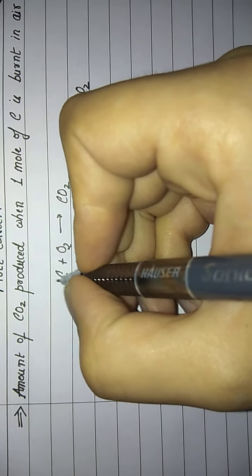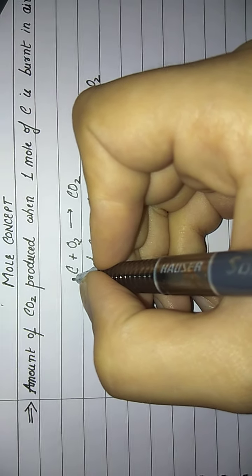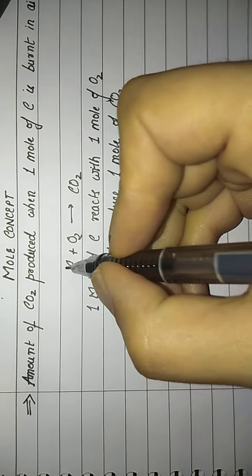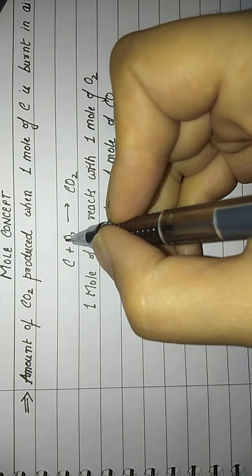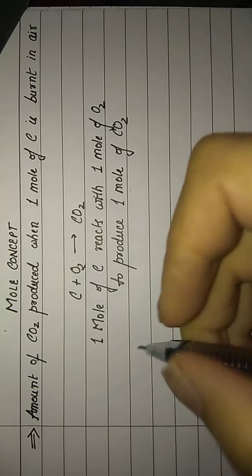How do I say 1 mole? Because there's no number written over here, that means it is 1, right? So I will say 1 mole of carbon reacts with 1 mole of oxygen to produce 1 mole of carbon dioxide. I can translate this statement in terms of mass also. How? Let me rewrite this equation first.